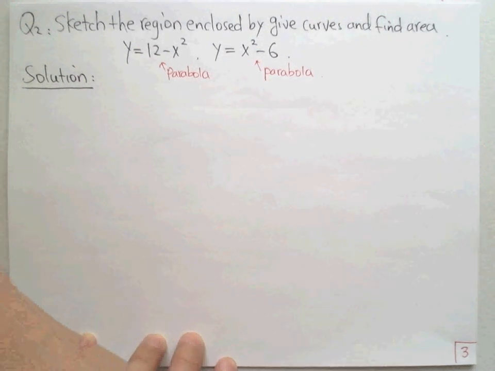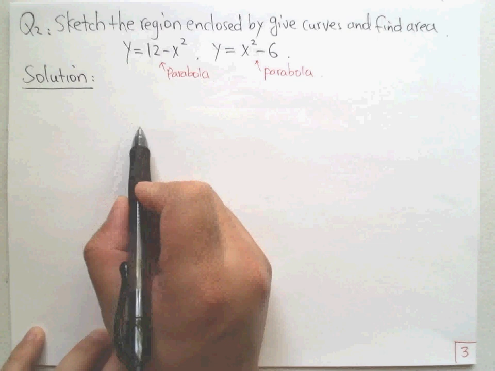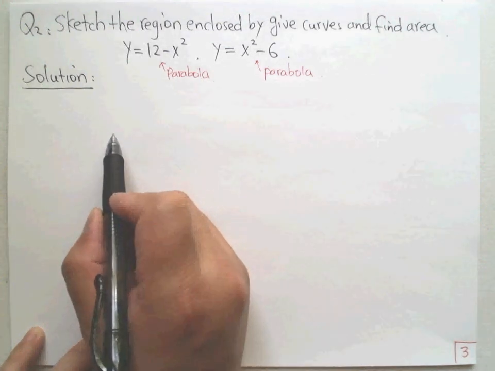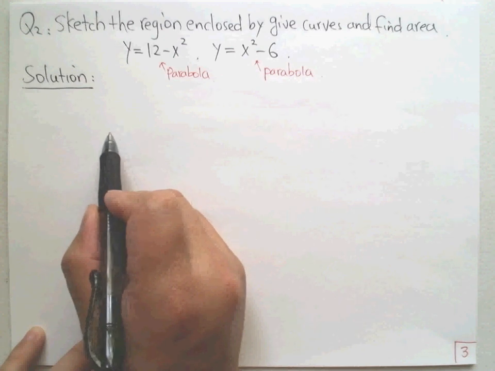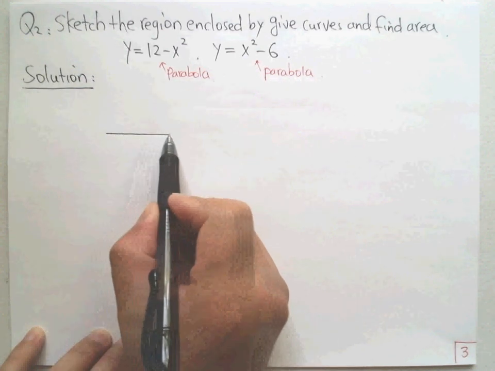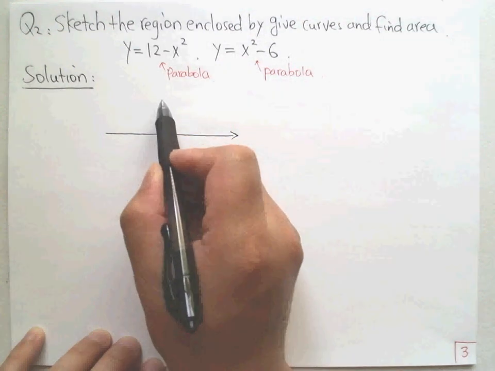So let's go draw the region. I am going to graph the function first. The graph is like this. I draw the graph here. I'll make it a little bit bigger.